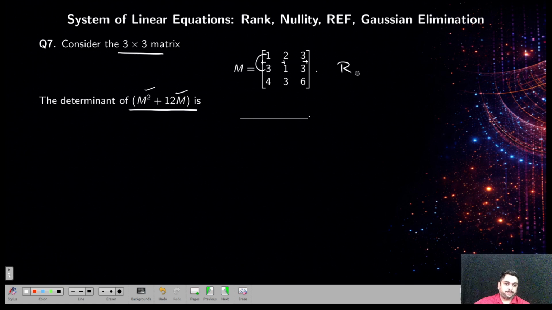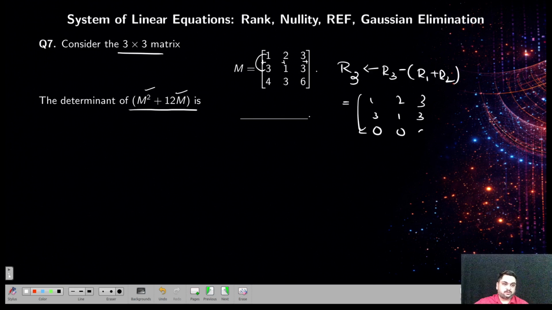If I do R3 is R3 minus R1 plus R2, so I will get what? 1, 2, 3, 3, 1, 3. And then this becomes 0, 0, 0. So this means what? The determinant will become 0. If you solve this, determinant will become 0. Determinant of M is 0. Then by the property, this will also be 0.